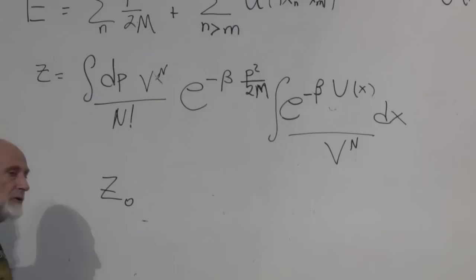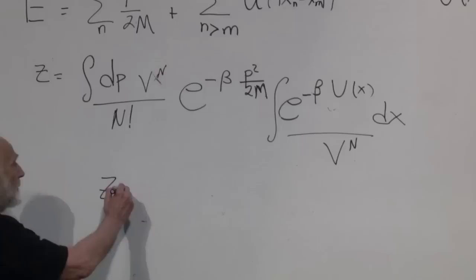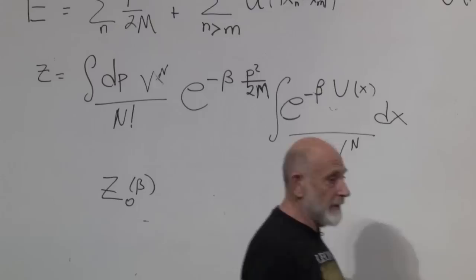Zero now stands for the calculation when U is equal to 0, when there are no forces between them, the ideal gas. That's the partition function as a function of beta, it depends on beta, of the ideal gas. The other factor is the new thing here. So this is the factor we have to work on. Let's take it over to this blackboard and work on it.